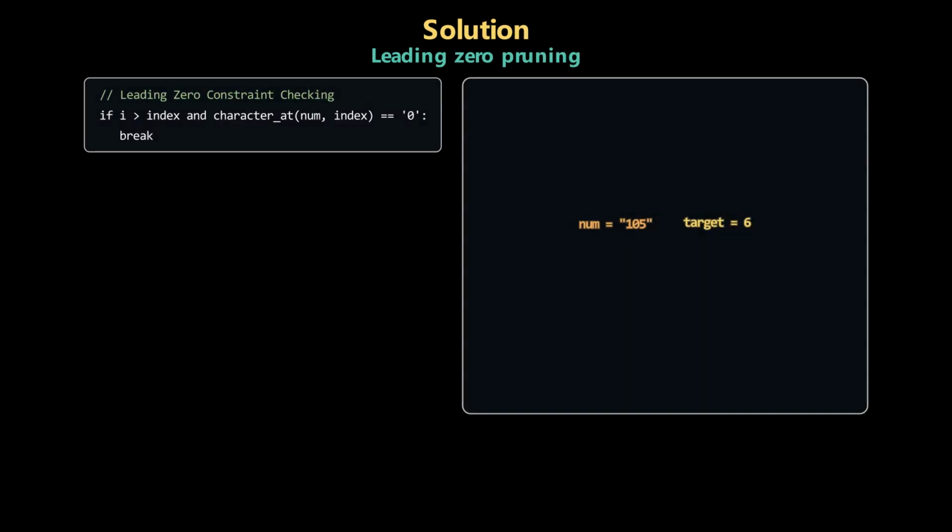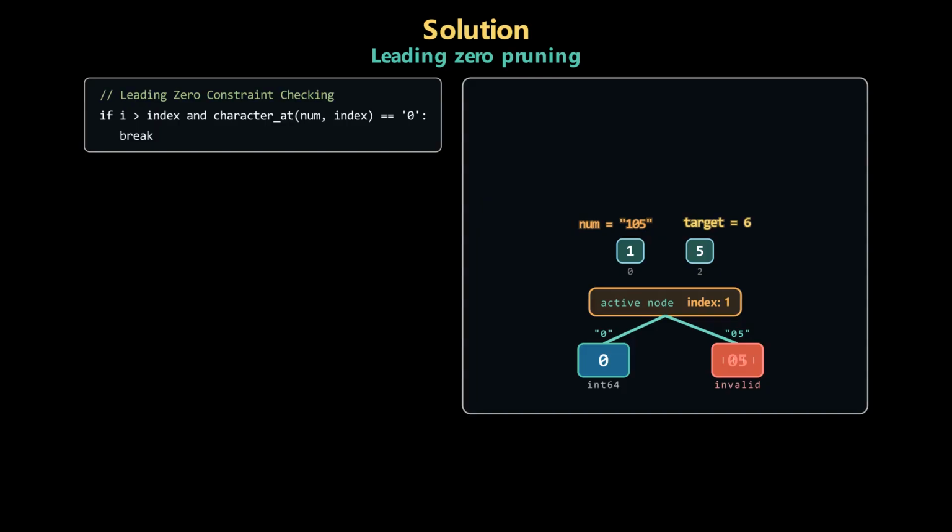We embed a strict value sanitizer inside our branching logic to prune formatting anomalies. A standalone 0 is a perfectly legal operand, but it cannot be joined to trailing digits to form multi-digit numbers like 05. When the loop would extend past a leading 0, we execute a hard break and discard that branch.